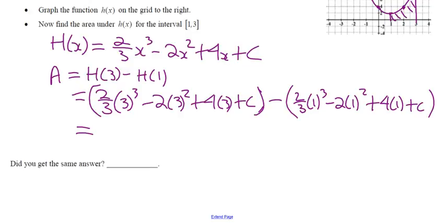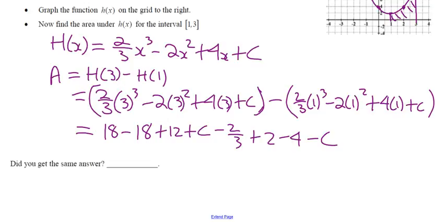Alright, so kind of simplifying where we can, 3 cubed over 3 gives 3 squared, which is 9, so 2 times 9 is 18. We're going to get 18 minus 18, plus 12, plus c, minus 2/3, plus 2, minus 4, minus c. So the 18 minus 18 cancels, the c and minus c cancel. 12 plus 2 is 14, minus 4 is 10. 10 minus 2/3 is 9 1/3 square units.